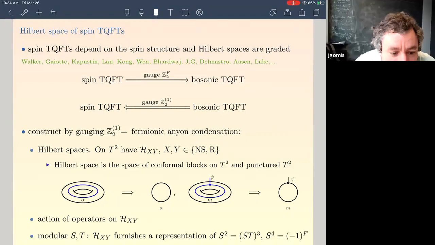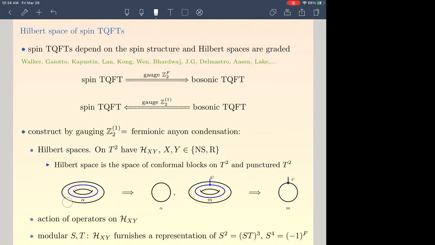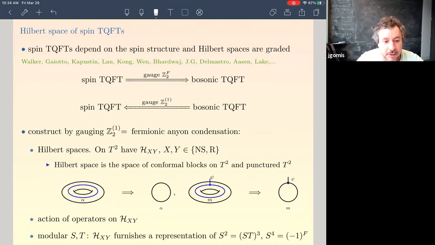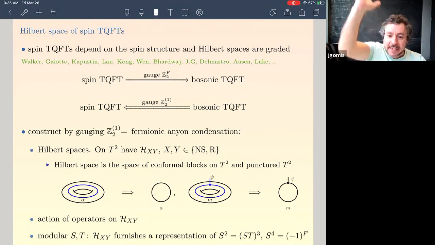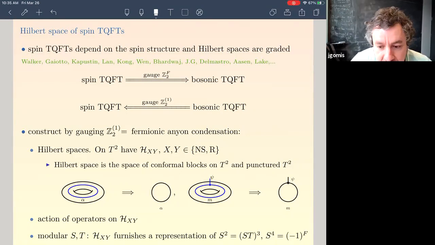Let me tell you what's new. In the usual bosonic world, the way you construct a state in the Hilbert space of Chern-Simons theory or a spin TQFT is that you look at the solid torus, with time, and you insert an anyon, a Wilson line, along the A cycle of the torus. This defines a state. Usually we represent the conformal block by the one-dimensional version of it. Now, what are we doing here? We're gauging a one-form symmetry. That means that in the gauge theory, emitting the fermionic particle that we gauge is trivial.